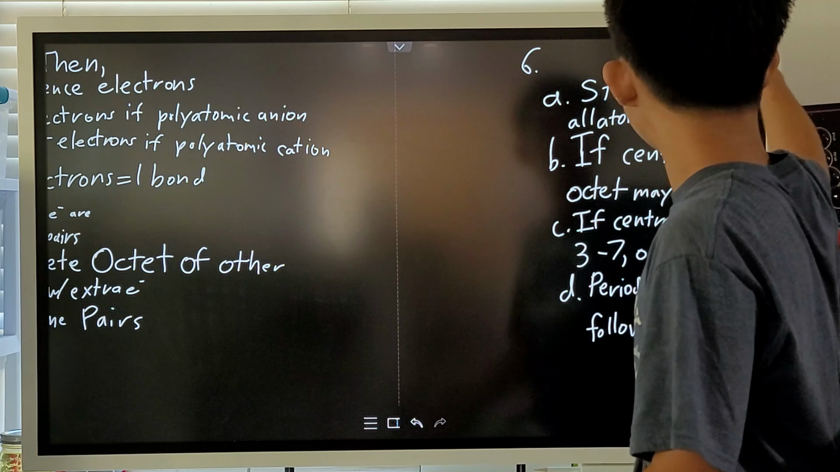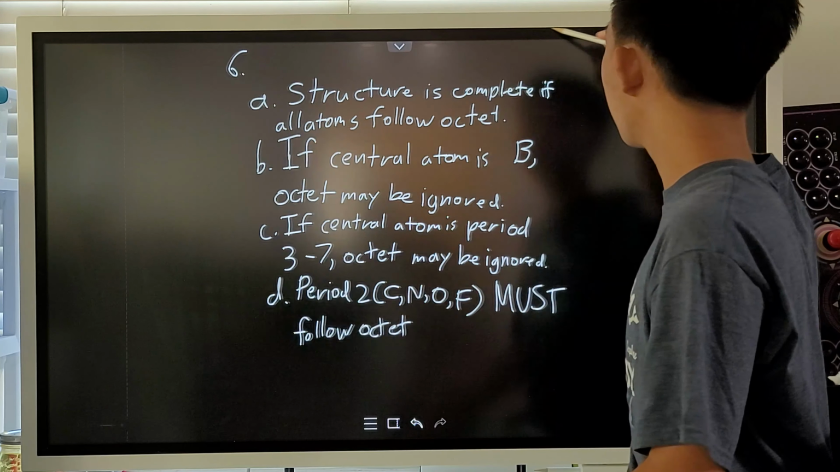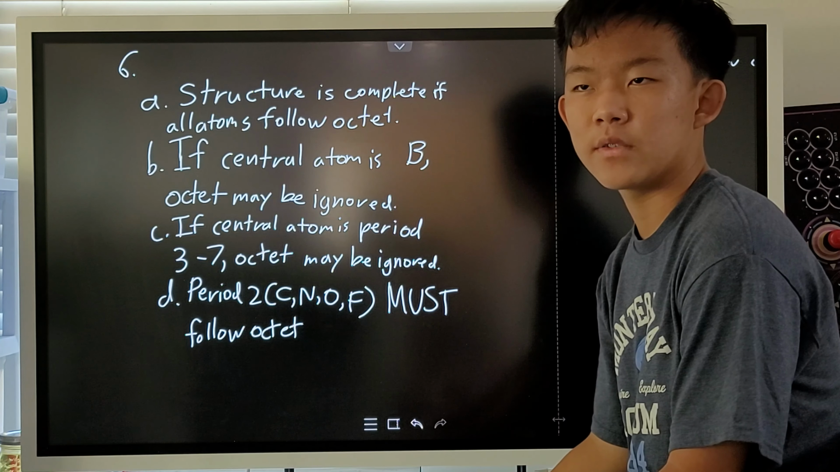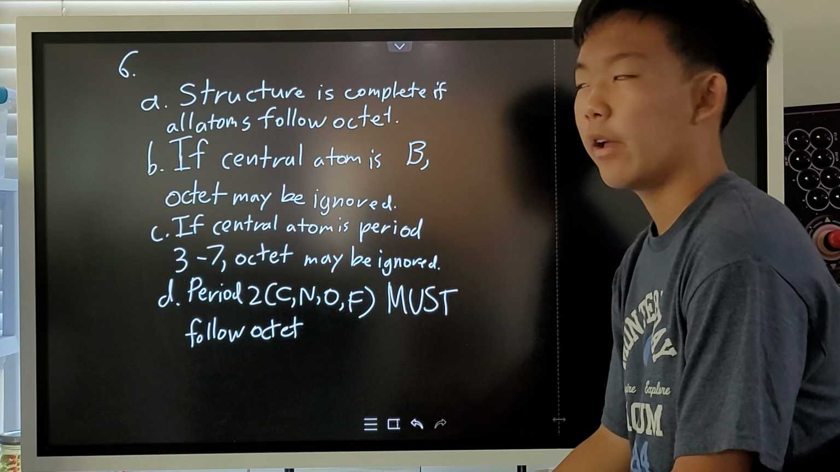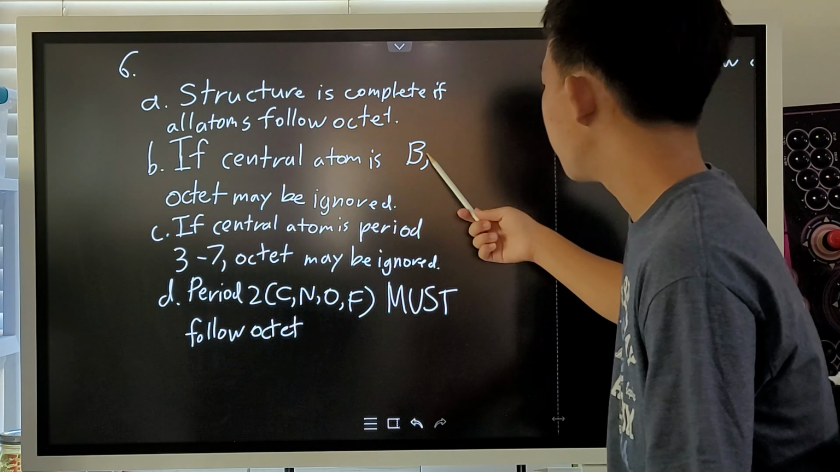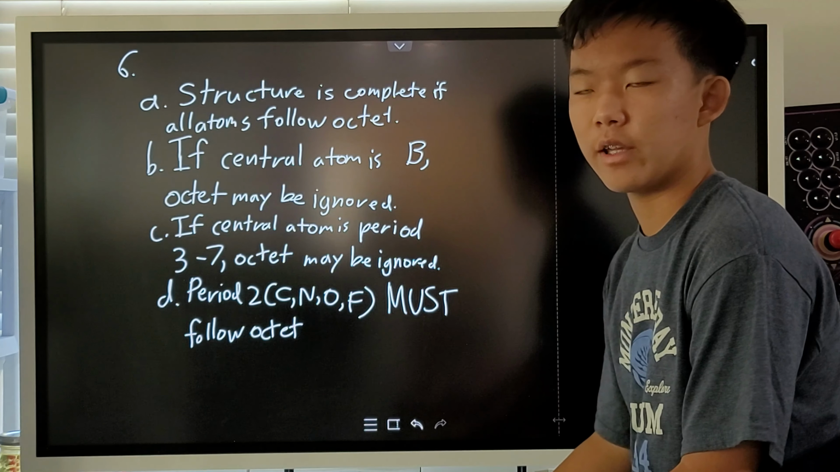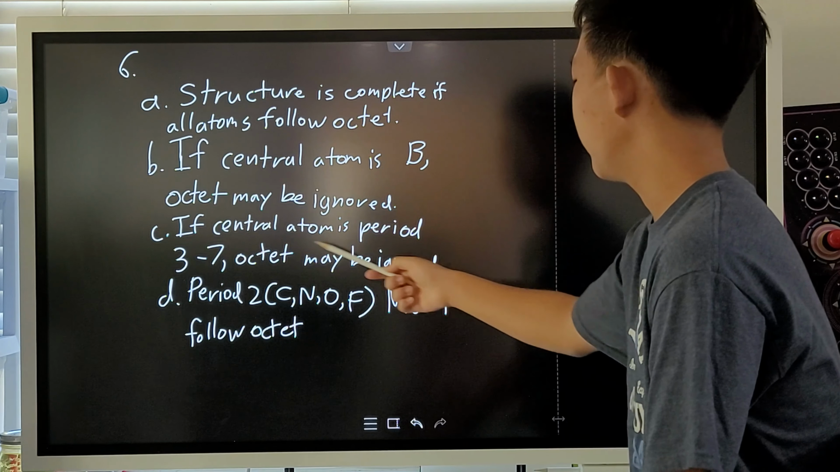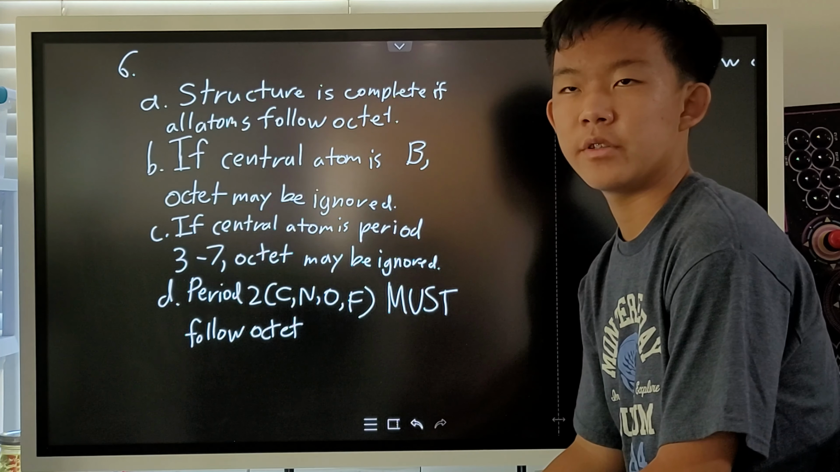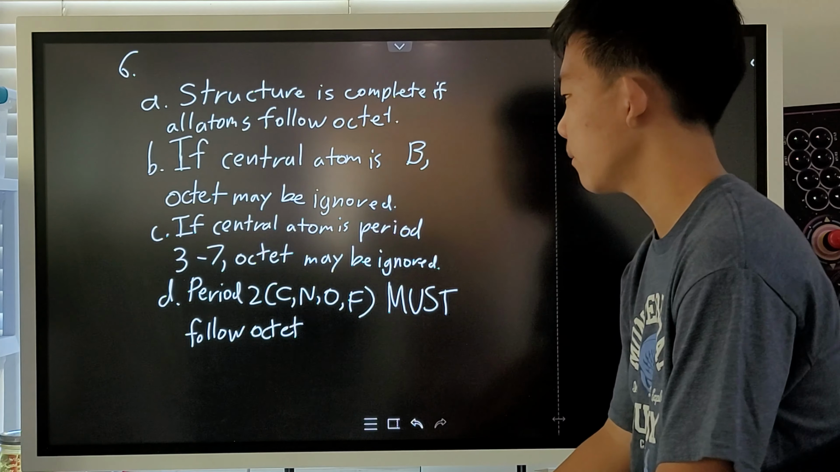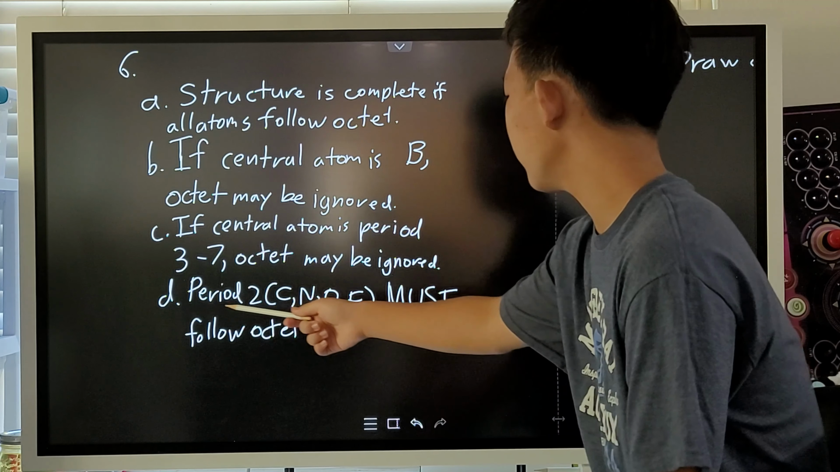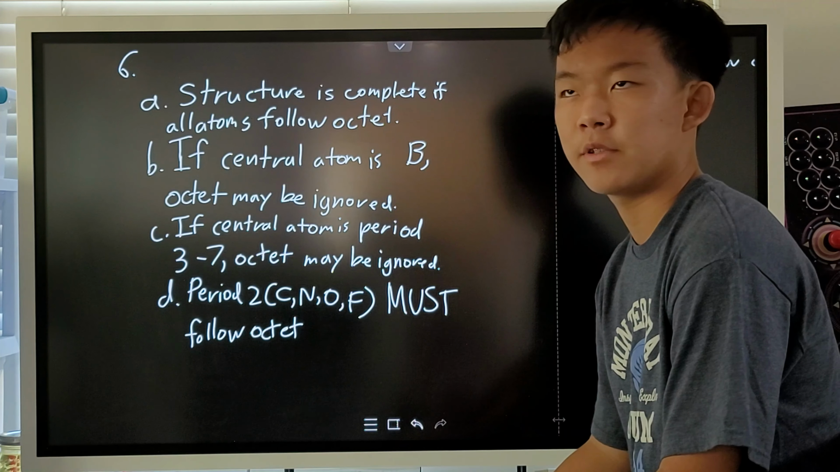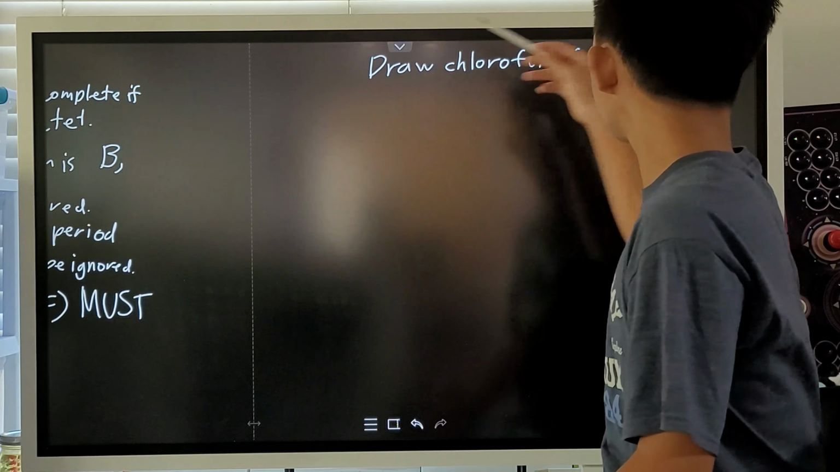Now here are a few rules you need to follow about the octet. A. The structure is complete if all of the elements follow the octet. B. If the central atom is boron, then the octet rule can be ignored as said earlier. C. If the central atom is period 3 to 7, you have permission to ignore the octet rule. And D. Period 2 must obey the octet rule, no matter what. There's really no exception.